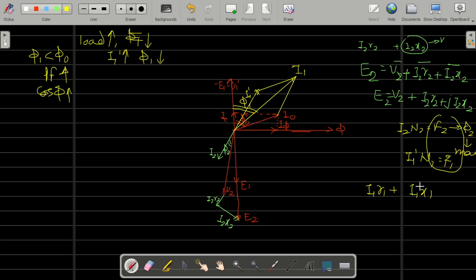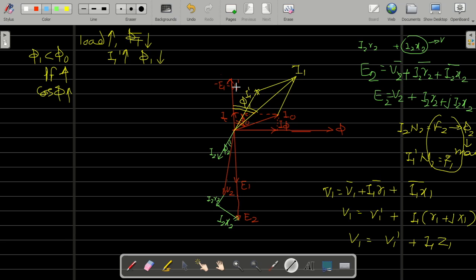The I1 R1 drop will be there, plus the primary side I1 X1 drop will be there. Clear? Plus V1 dash, which is E1. So V1 equals V1 plus V1 dash, that is minus E1, plus I1 common, taking R1 plus jX1, so V1 dash plus I1 Z1, that is V1. OK, so we will get this equation. So how to draw it? Just here.